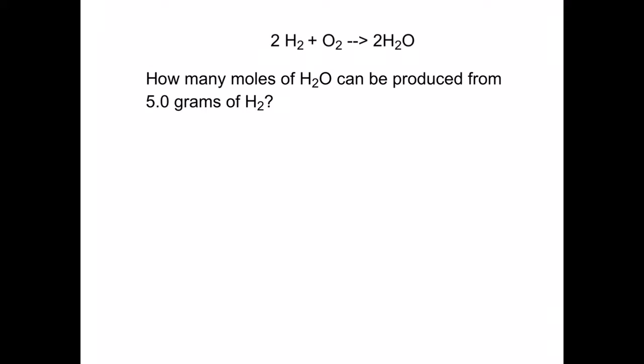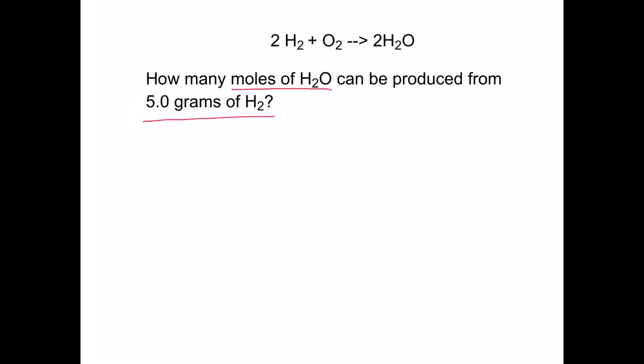The second example is a little bit more complicated than the first example. The question here is how many moles of H2O can be produced from 5.0 grams of H2? So our starting value is 5.0 grams, and we'll be solving for moles of H2O. So this is more complicated because we will not simply be doing a mole ratio because we don't have moles of H2. We have grams of H2.